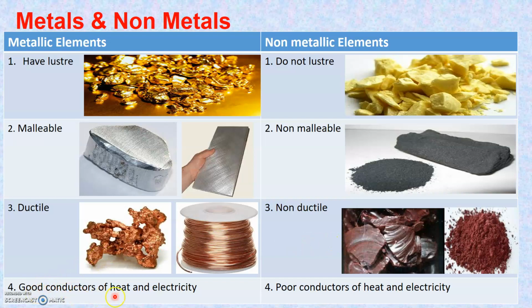Metals are good conductors of heat and electricity, and just opposite to that, non-metals are poor conductors of heat and electricity. So these are a few characteristics of metals and non-metals.